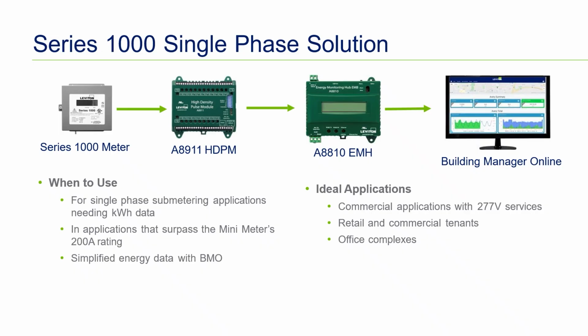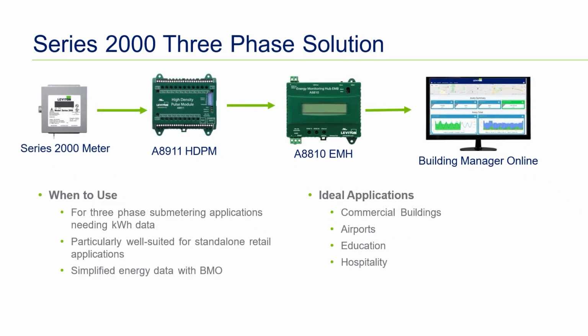The HD Pulse module then pushes the meter data to the Energy Monitoring Hub, which consolidates the data from a whole group of meters and sends it on to the Building Manager online software platform. These are great choices for commercial and industrial tenant billing and code compliance jobs where basic consumption data is all that is required. They are quick and easy to install since they are factory programmed and require no field configuration.